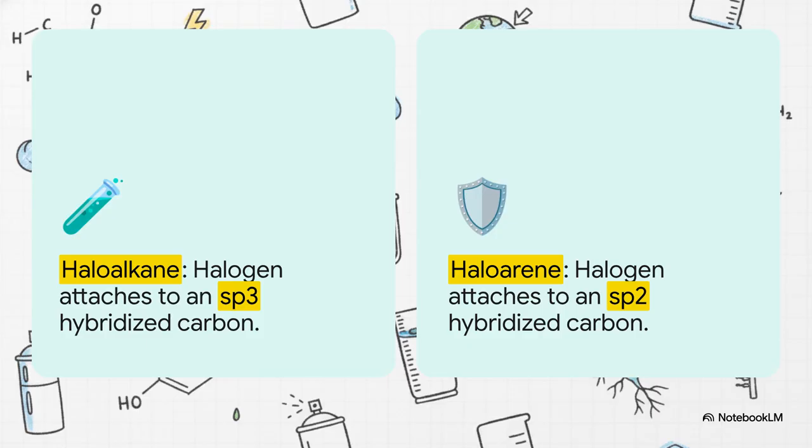Now, the structure here is key. In a haloalkane, the halogen hooks up to an sp3 hybridized carbon, but over in a haloarene, it attaches to an sp2 hybridized carbon. Why does that even matter? Well, that sp2 carbon in the haloarene has a greater s character. In plain English, it's more electronegative, so it actually pulls the halogen closer to it. This makes the bond shorter. And you know how a really short stick is way harder to snap over your knee than a long one? It's the exact same principle here. That shorter chemical bond makes haloarenes way less reactive and much harder to break apart than haloalkanes.